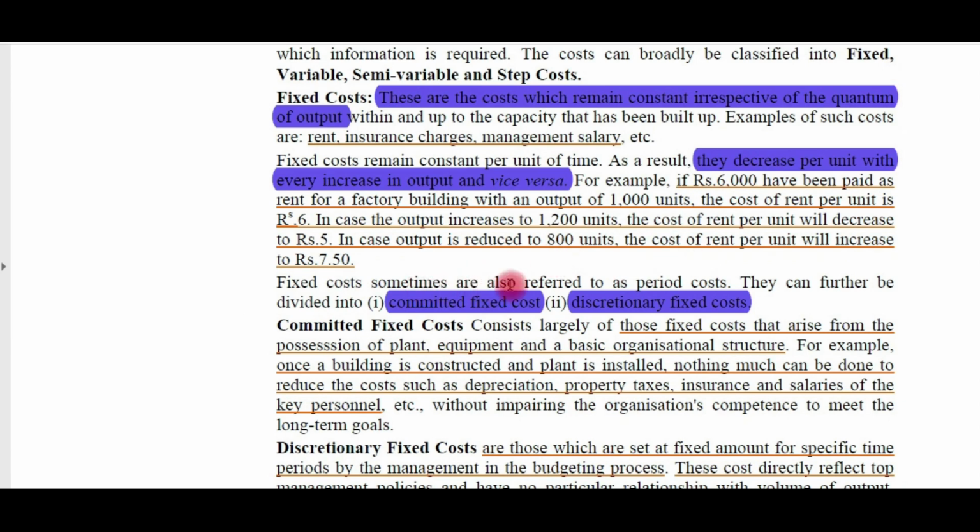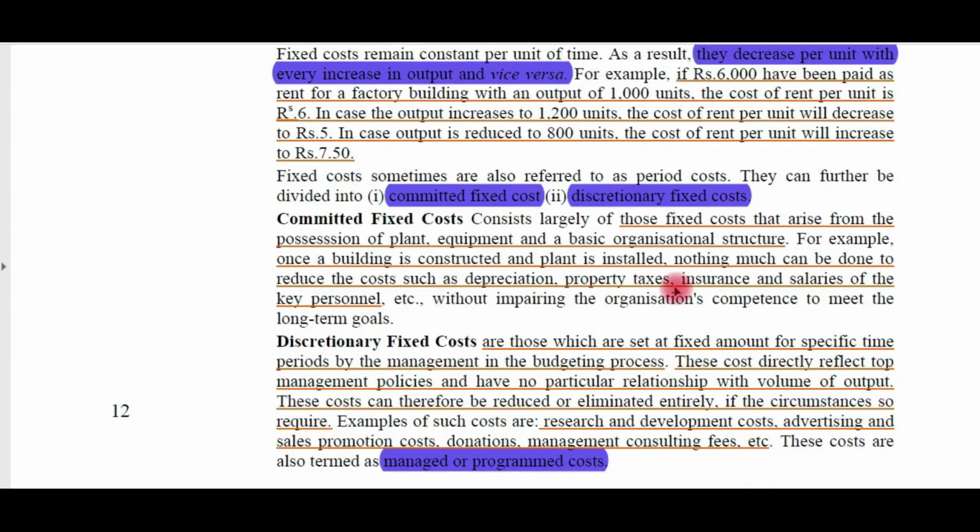Fixed costs are sometimes also referred to as period costs. They can be further divided into committed fixed costs and discretionary fixed cost. Committed fixed costs means those costs which management cannot do anything about. Those costs that arise from the possession of plant, the purchase of a plant means equipment, furniture, everything. Once a building is constructed and plant is installed, nothing much can be done to reduce the costs such as depreciation, property taxes, insurance, salaries, all these things. It cannot vary these things.